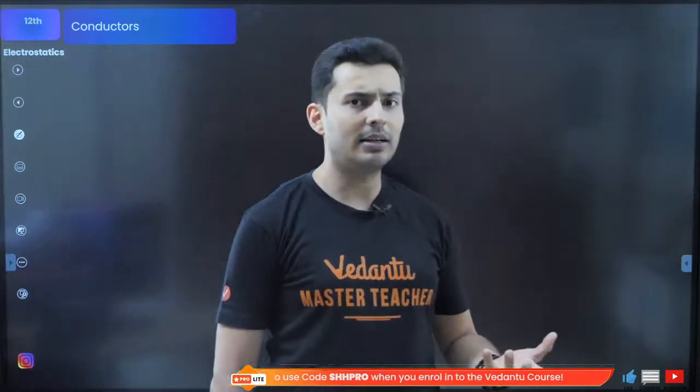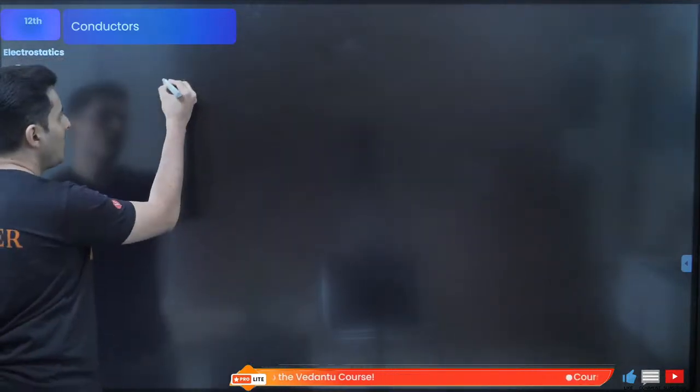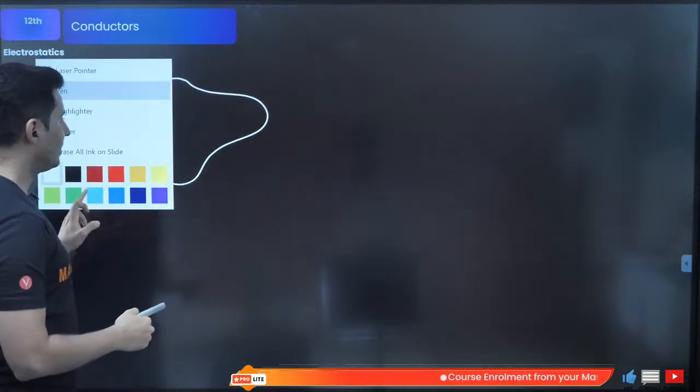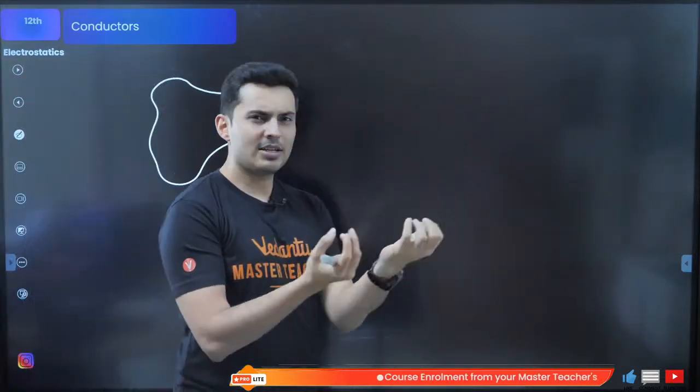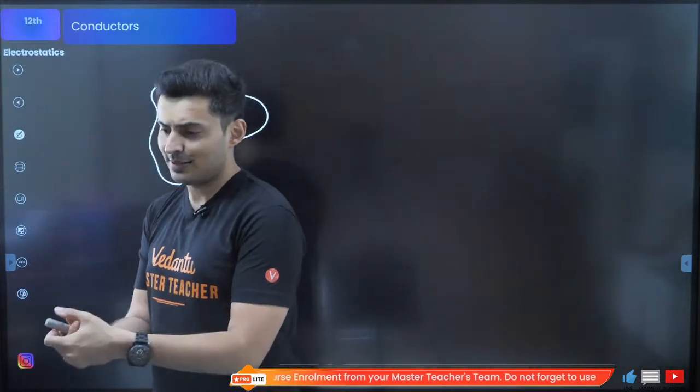Now let's move on to some conductor properties. Okay, now the most important properties of a conductor will be where if you have a conductor and if you charge it, let's say you make it negative charge, these negative charges will not love each other.